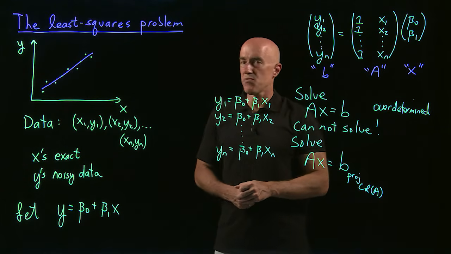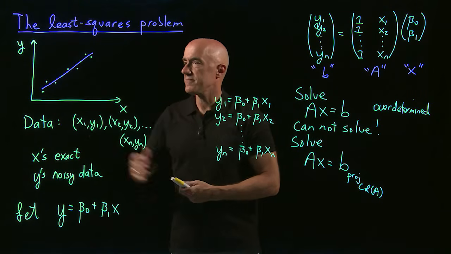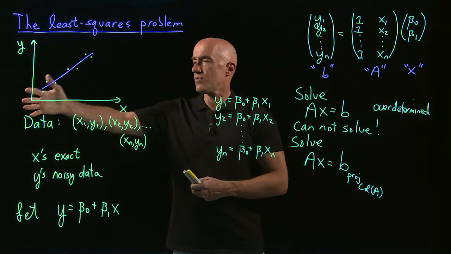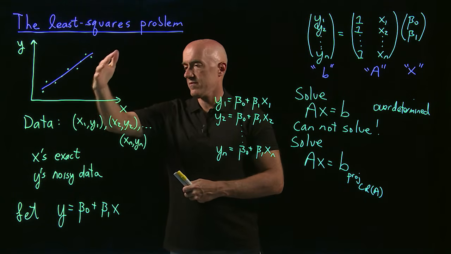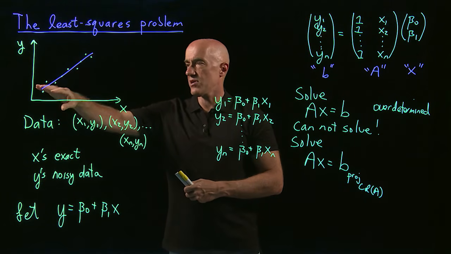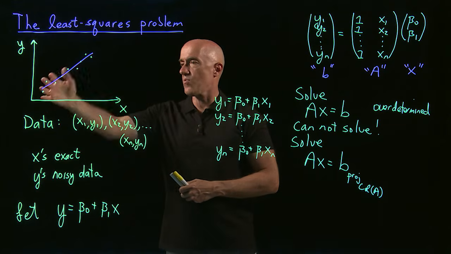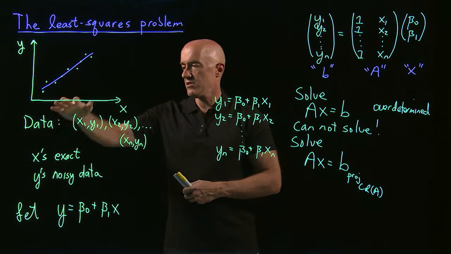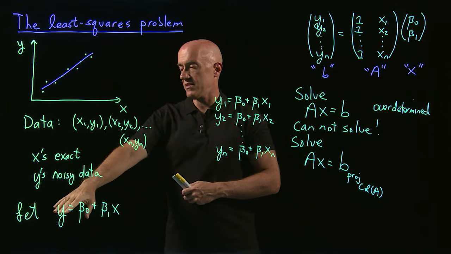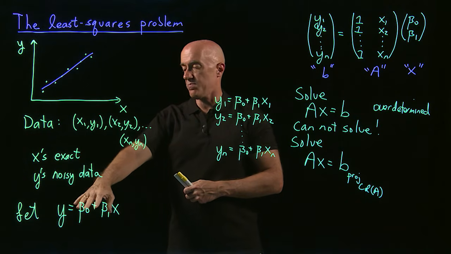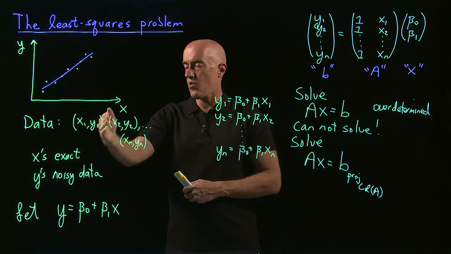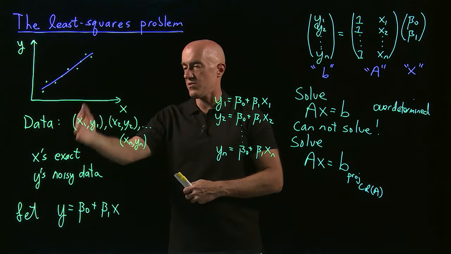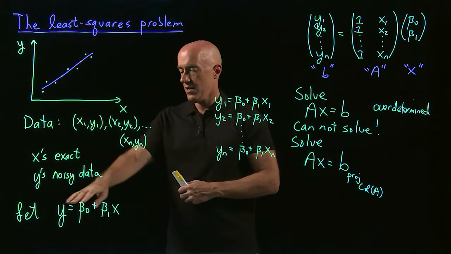Let me quickly recap here what we're doing. So we have some noisy data. We want to fit a line to it. Okay, the x's are assumed to be exact values. The y's have noise in them. So we fit a line. We call the line y equals b naught plus b1 x. x is the x1, x2 values. y is the y1, y2 values.